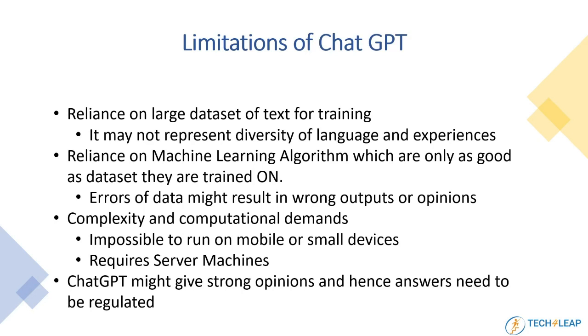The model, as we discussed earlier, is one of the biggest models in the world right now with 175 billion parameters, due to which it's extremely complex and has extremely high computational demands. It's impossible to run this model on mobile or small devices. It always requires server machines. Another issue with ChatGPT is that it can give very strong opinions, and hence answers need to be regulated.